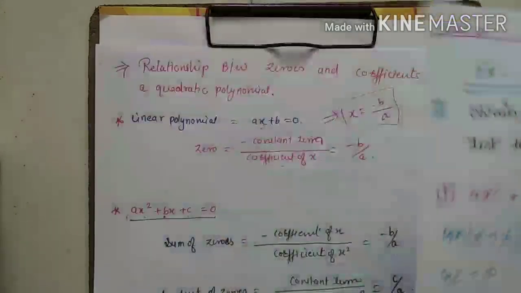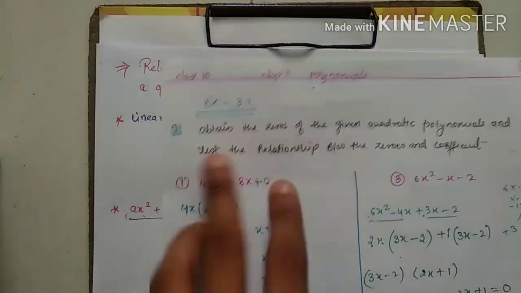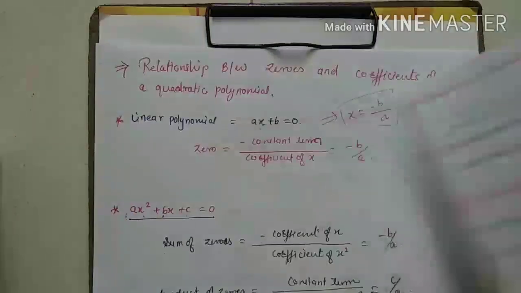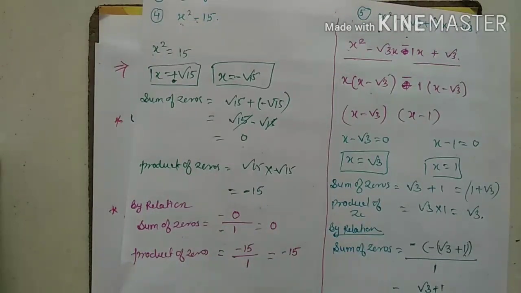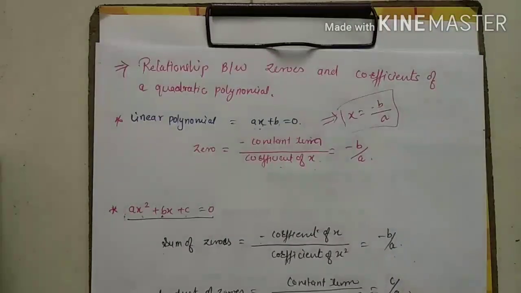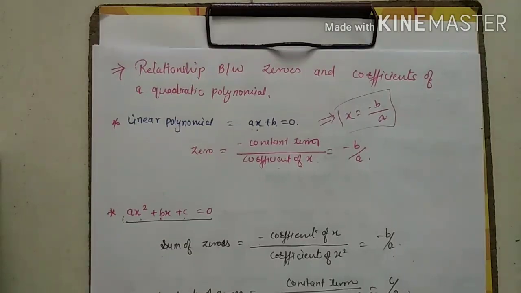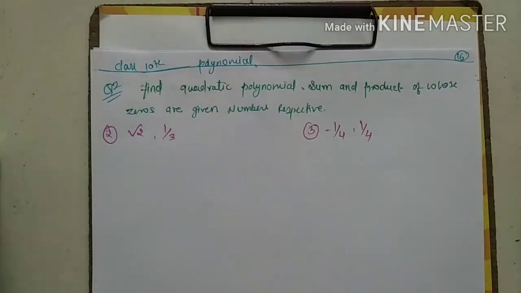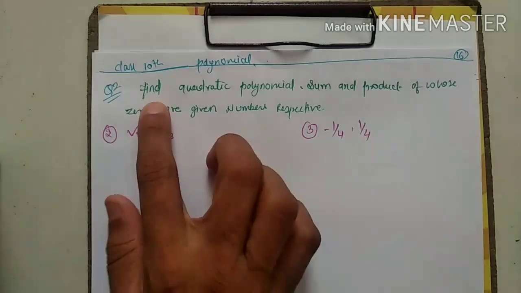The exercise this one, I think you know it. Exercise 3.1. In that first question we have done it, and I gave some questions as homework. I believe you have done the homework questions. Now come to question number two of the same exercise. Just see it, same exercise 3.1.